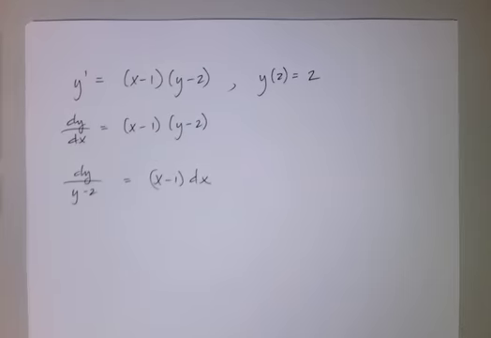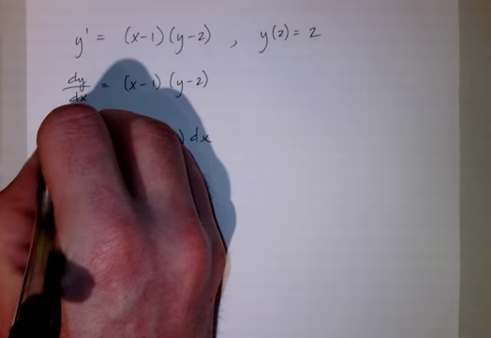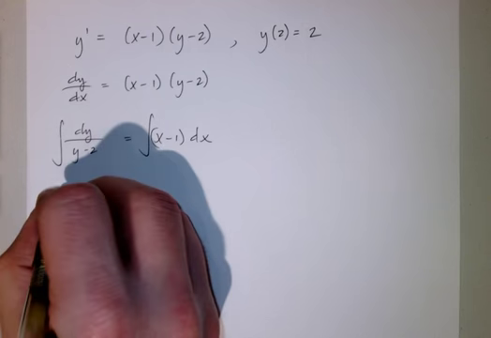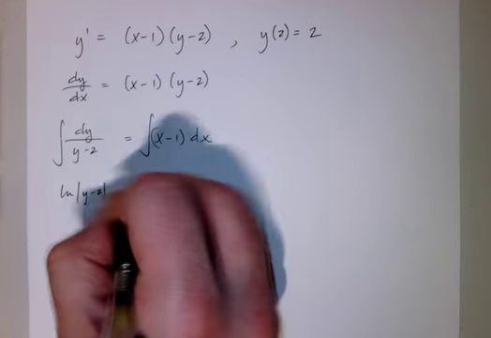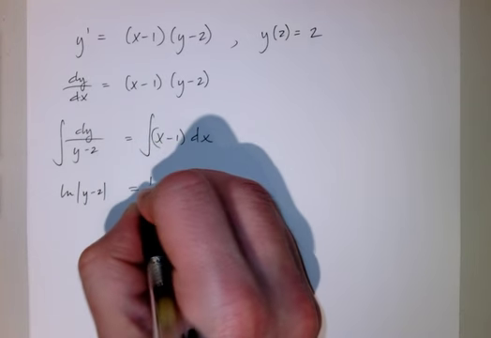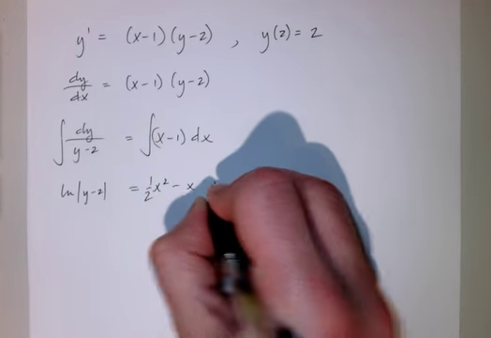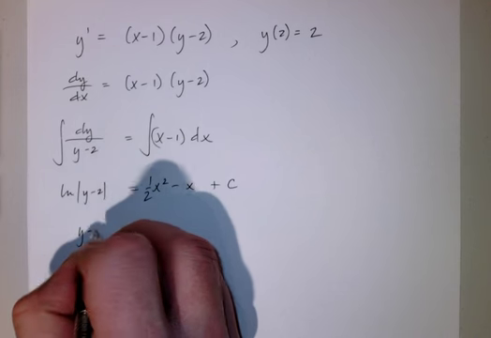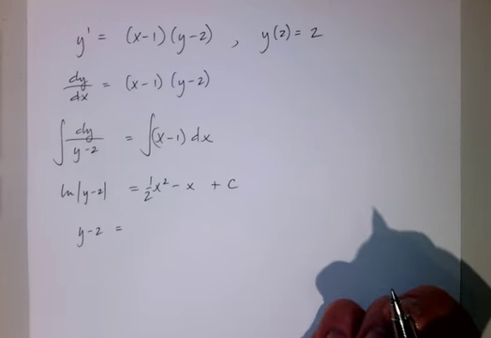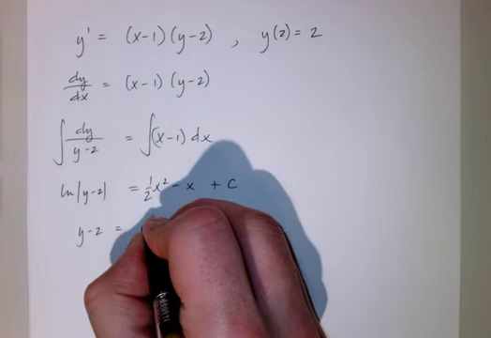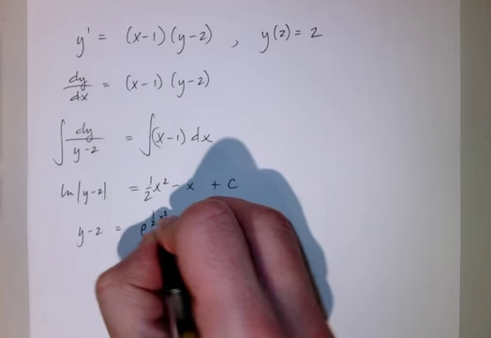Okay, get the y's together, get the x's together. Integrate. Natural log of y minus 2 is equal to 1/2 x squared minus x plus c. Let's go ahead and exponentiate both sides. Yep, there I said it again. 1/2 x squared minus x.